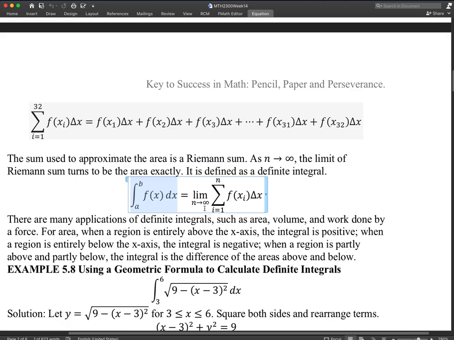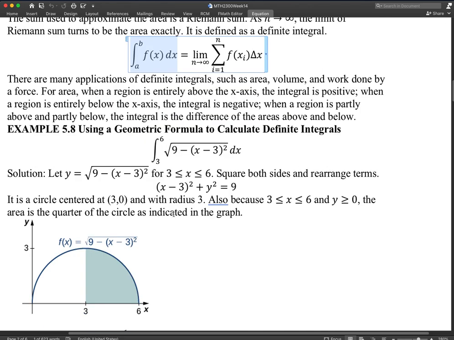So in the next part, we will try to explain how we find a definite integral. This example is from the textbook directly, 5.8, and calculate the definite integral.